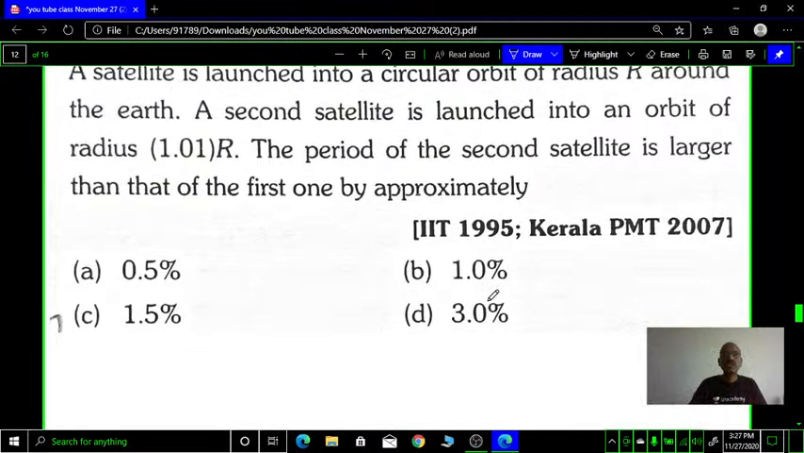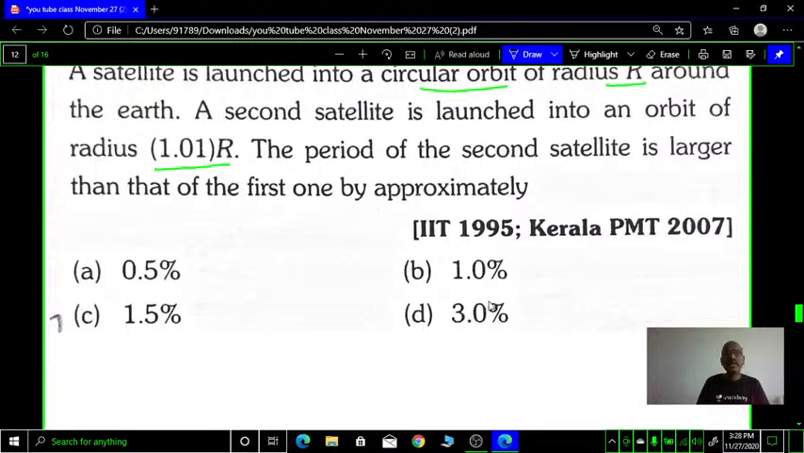A satellite is launched into a circular orbit of radius r around the earth. A second satellite is launched into an orbit of radius 1.01 r. The period of the second satellite is larger than that of the first one by approximately how much? Understand, critical thinking is needed in this question. The first satellite is launched into a circular orbit of radius r around the earth, and the second satellite is launched into an orbit of radius 1.01 r.